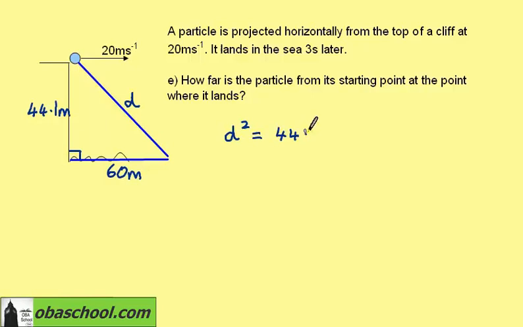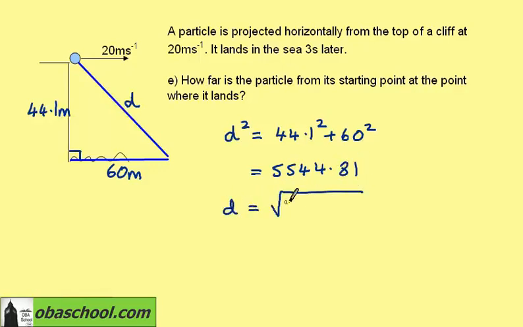So d squared is 44.1 squared plus 60 squared. And this calculates to 5,544.81, and therefore d is the square root of this and gives us 74.5 meters, correct to 3 significant figures.